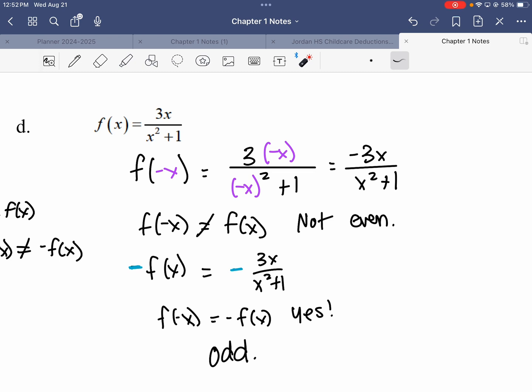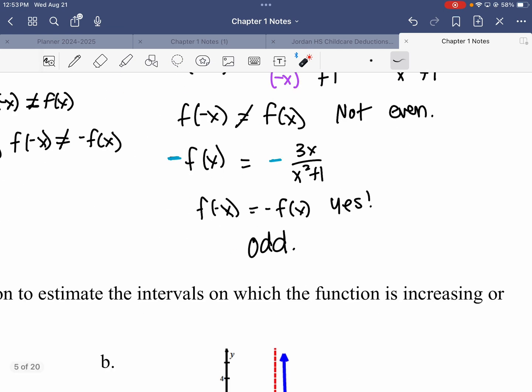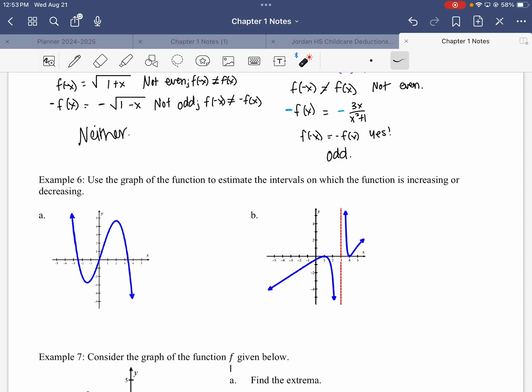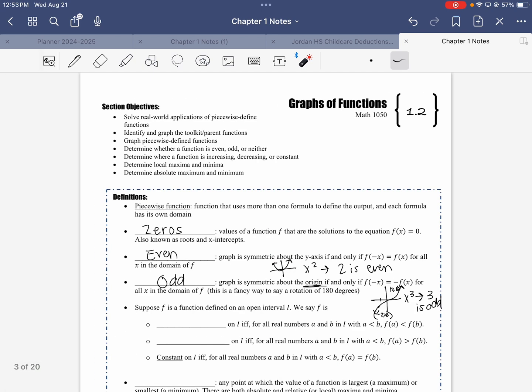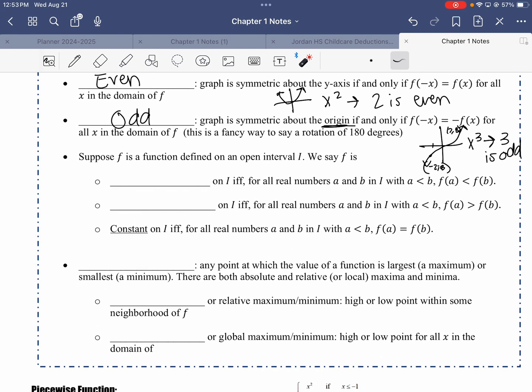Any other questions on these before we move on? I know they're a little bit tricky, but I promise the more you practice them, the better you get at them. I promise. Okay. Increasing, decreasing. I think we know this, yes. If we go back to our definitions really quick.